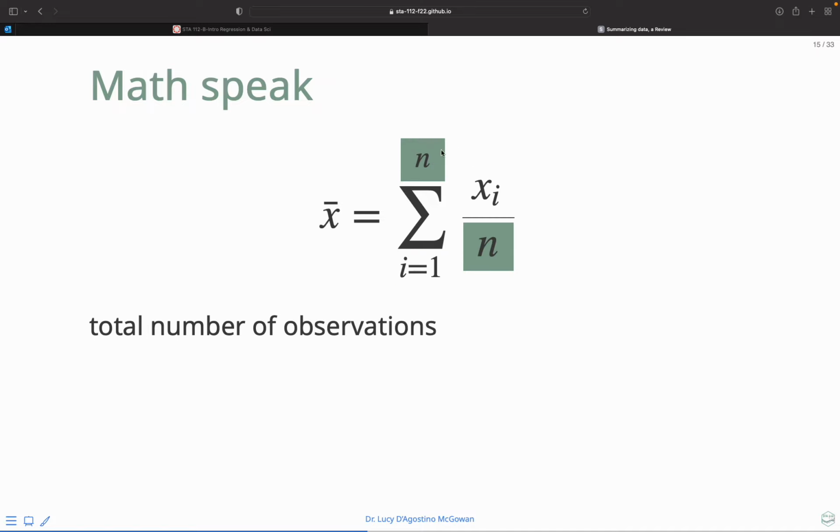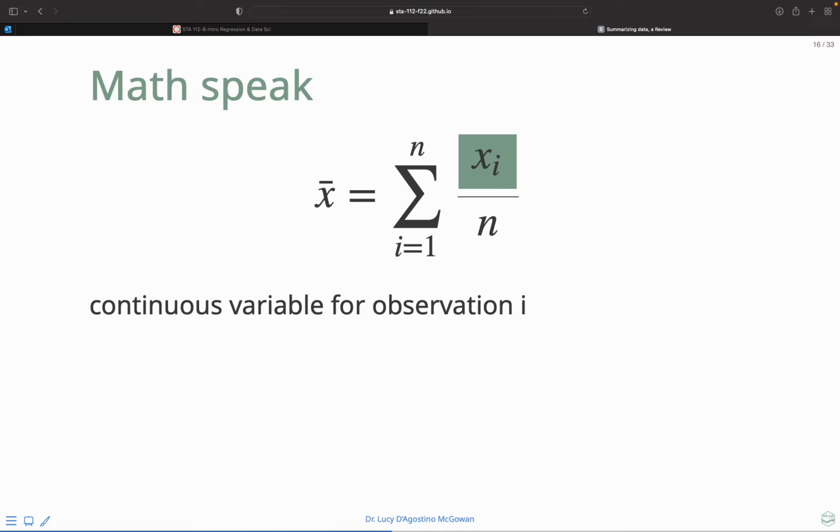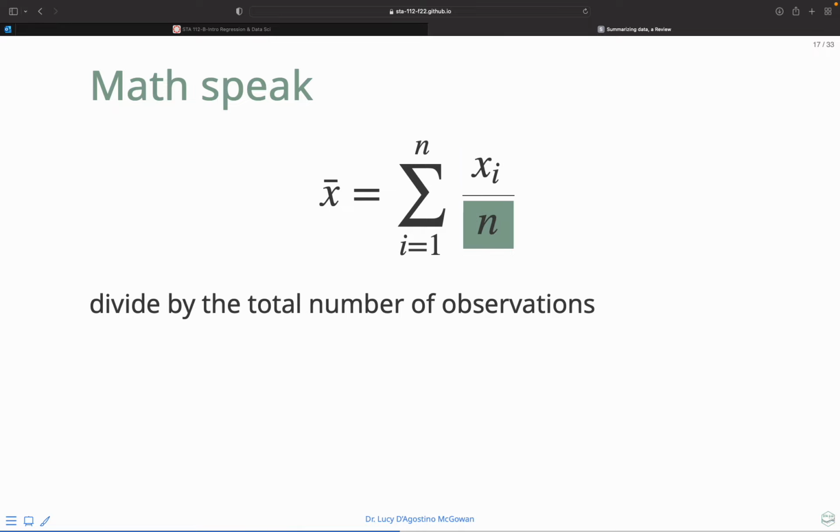And then the top indicates how long you're going to sum. So n is going to be the final observation. So we're going to take from the first observation to the final, and sum them up. And then x_i means the continuous variable for observation i, so the value of x for observation i. And then we're going to divide by n, the total number of observations. All of this is the definition of a mean, which I'm sure you're all familiar with. When you're taking the mean of something, you just add up all of the observed values and divide by n. This is just the mathematical way to write that out, and we'll be using this type of notation a lot in this class.